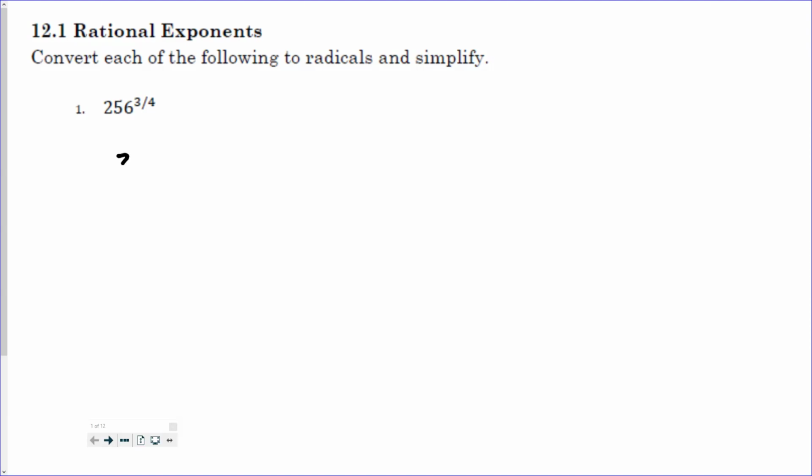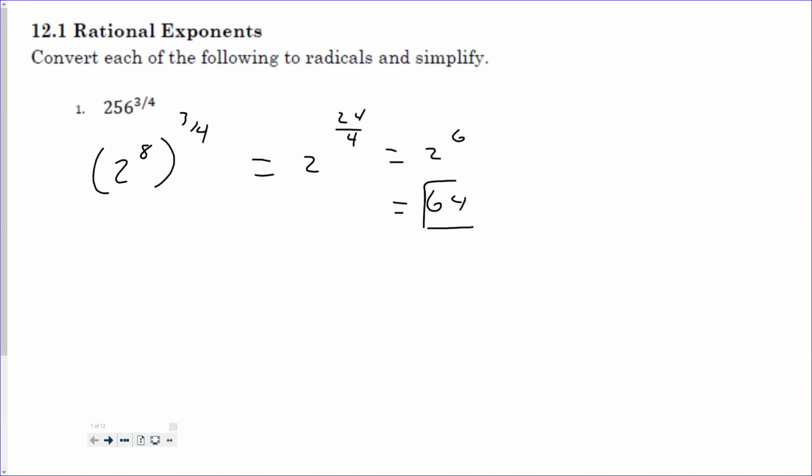So 256, that's 2 to the 8. Right, 2 to the 8, all to the 3/4. Distribute this. You have 2 to the 8 times 3 is 24 over 4, which is 6. So 2 to the 6, which is 64. That's number one. Any questions here?